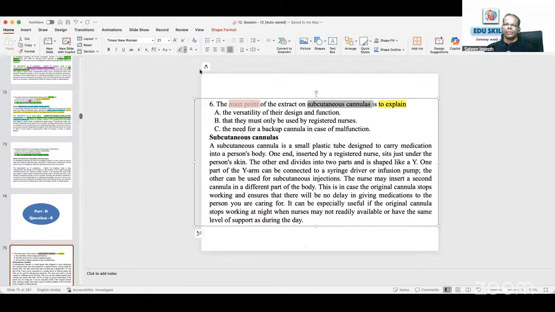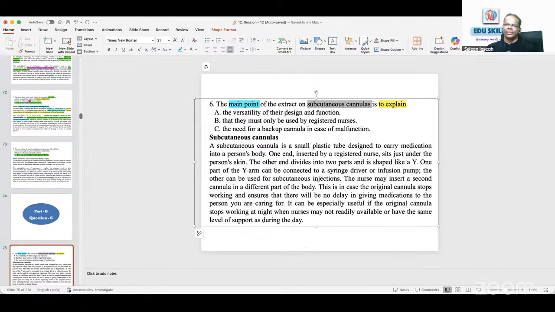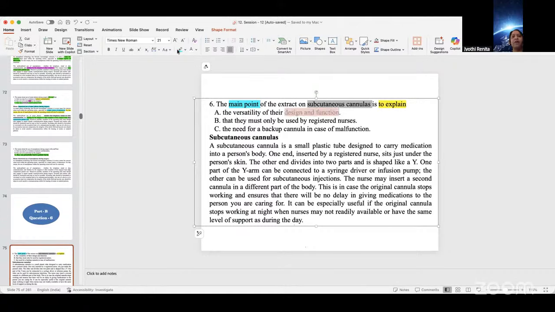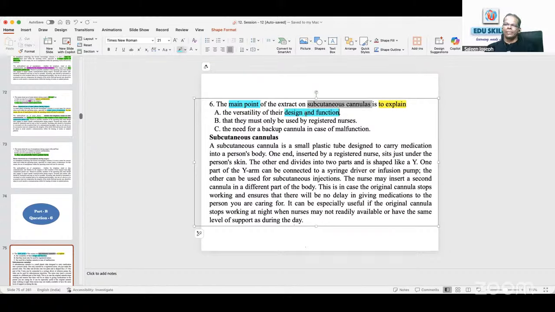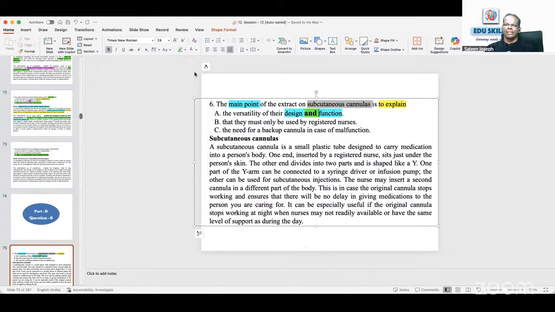Option A, the versatility of the design and function. Versatility, design and function. And there is something more main in that. Conjunction. If there is a conjunction, that much is the answer, they say.